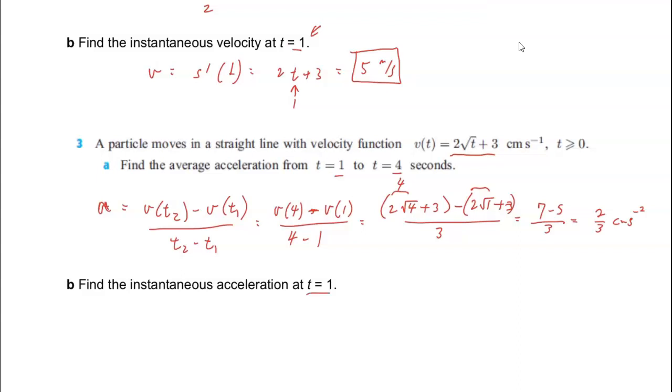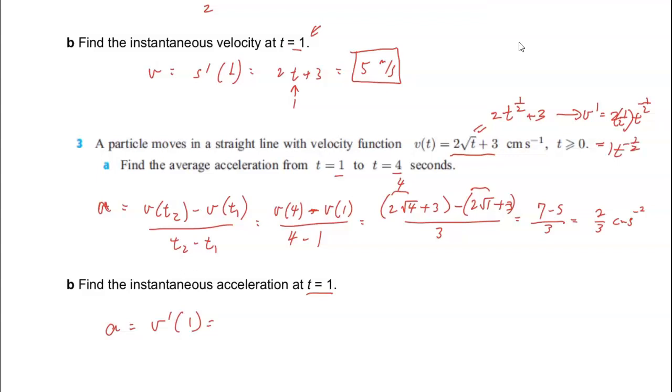Find the instantaneous acceleration at t equals 1. Remember, instantaneous acceleration is equal to the derivative of the velocity function with the time value plugged in. So v dash is going to be the derivative of this. I'm just going to rewrite this with an exponent of 1/2 because it makes it easier to take the derivative. If I take the derivative of this, I'm going to get v dash equals 2 times 1/2 t to the negative 1/2 plus 3, the derivative is 0. So this is equal to 2 times 1/2 is 1 t to the negative 1/2.